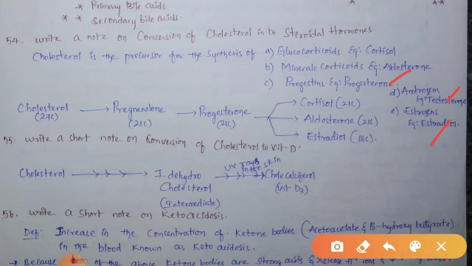Cholesterol, which has 27 carbons in its structure, is initially converted into pregnenolone having 21 carbons. Then after several enzymatic reactions, it is converted into progesterone, which also has 21 carbons. From progesterone, it can be converted into cortisol, aldosterone and estradiol.